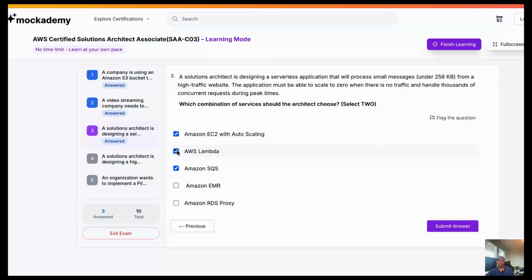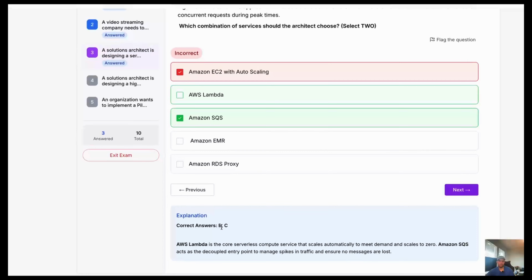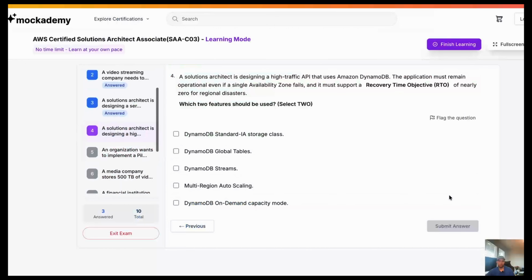I think Lambda may not scale to thousands of concurrent requests. It has a limit. So SQS and EC2 should be the right answer. No, the actual right answer is Lambda and SQS. Lambda is the core serverless compute service that scales automatically to meet the demand and scales to zero. Amazon SQS acts as a decoupled entry point to manage spikes in traffic and ensure no messages are lost. Going to the next question, question number 4.